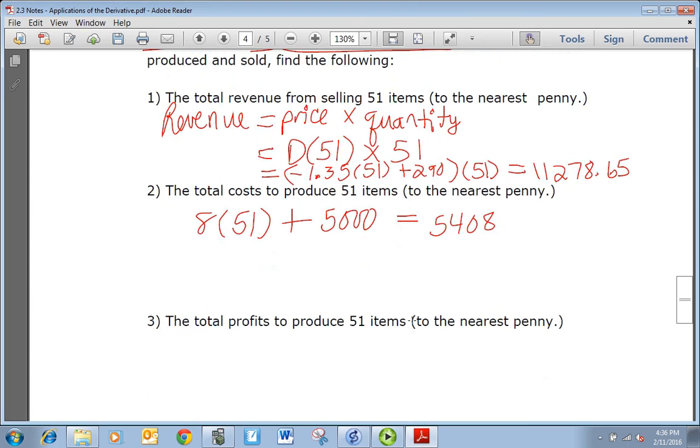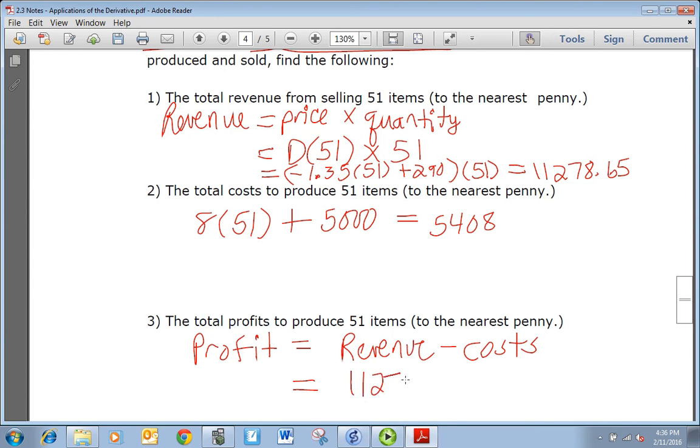Alright, and last we want profits. So profit is equal to revenue minus cost. Well, we found revenue in one. That was 11,278.65. We found the cost in the second one, 5,408. If you subtract those, you should get 5,870.65.